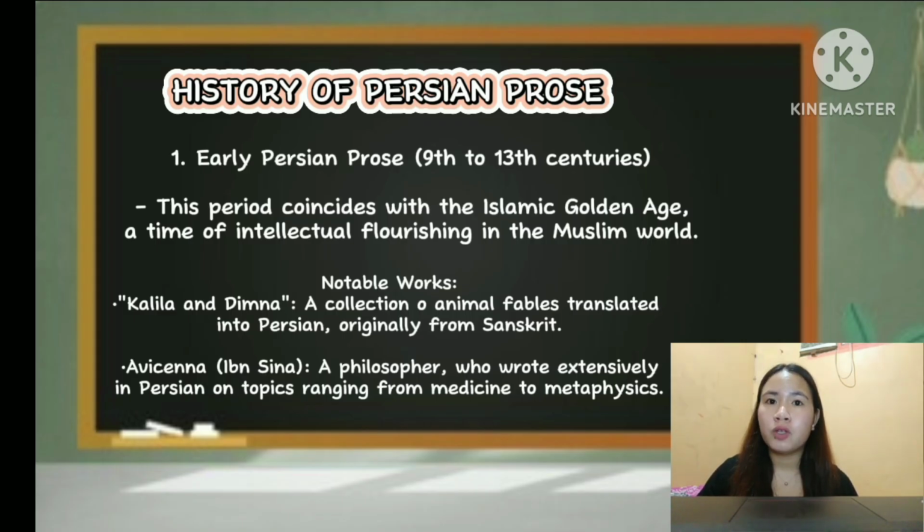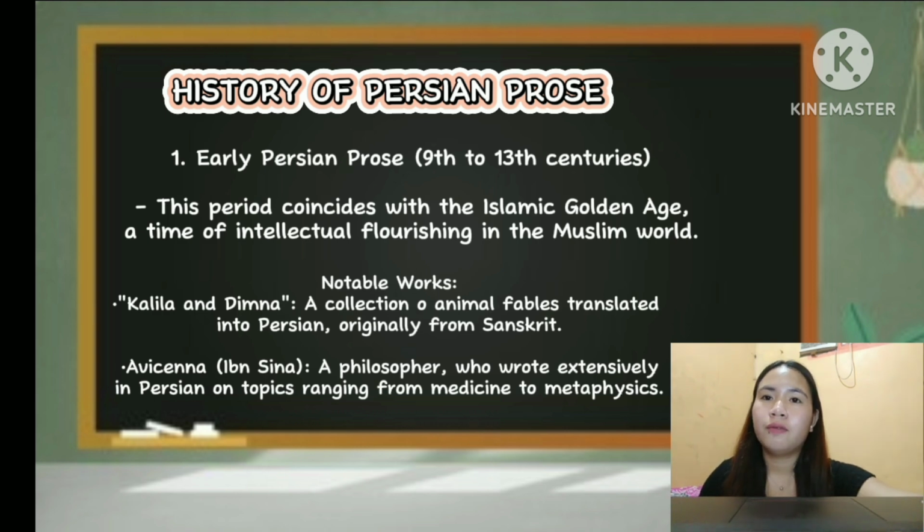Persian prose began to develop as a tool for transmitting knowledge in fields like science, philosophy, and religion. Here are the notable works of this period. First, let's have the Kalila and Dimna, a collection of animal fables translated into Persian, originally from Sanskrit. These fables convey moral lessons.